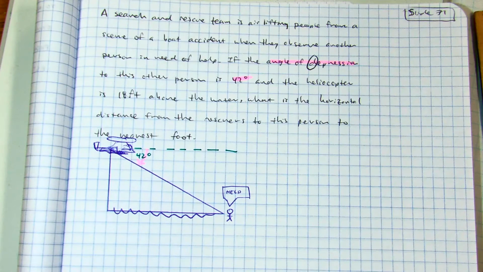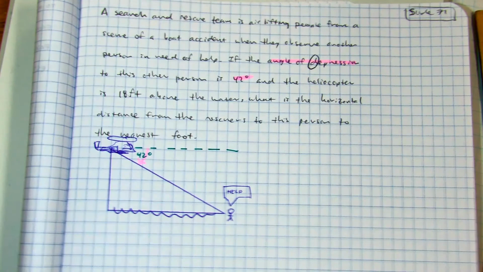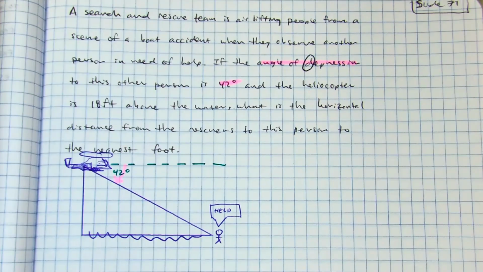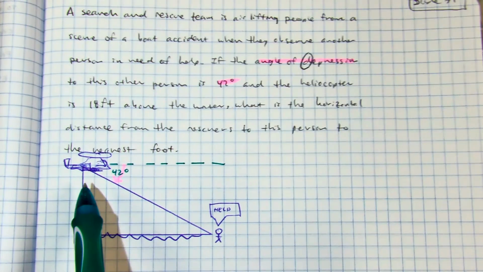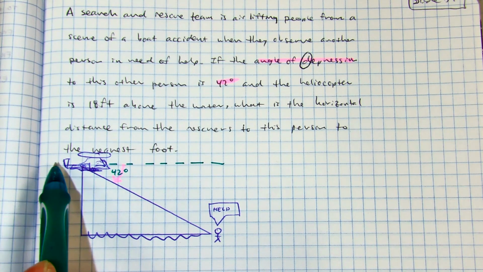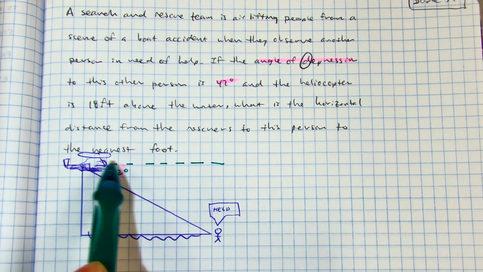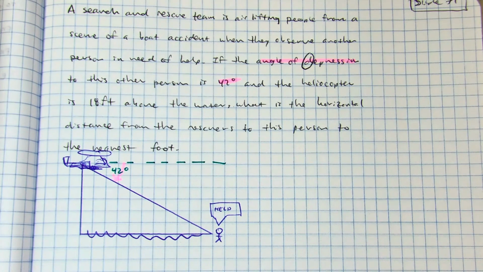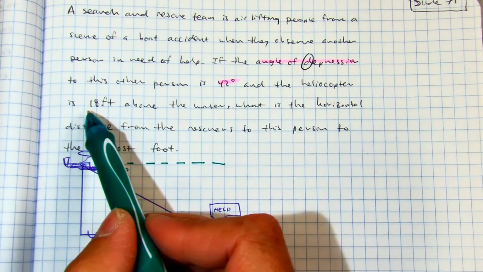Raise your hand if you got that. That's probably the hardest part of the problem. A lot of mistakes students will make is that this one is 42 degrees. Remember, it's kind of like the helicopter is just going straight and then sees the person, they have to go down for depression. And the helicopter is 18 feet above the water.